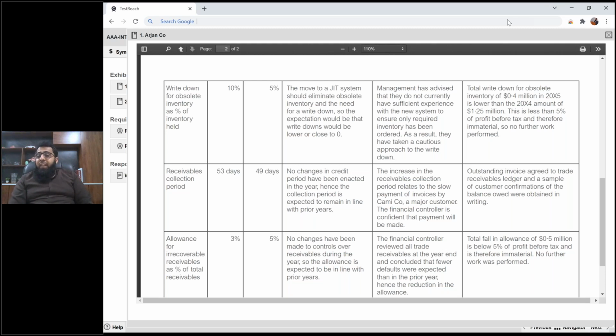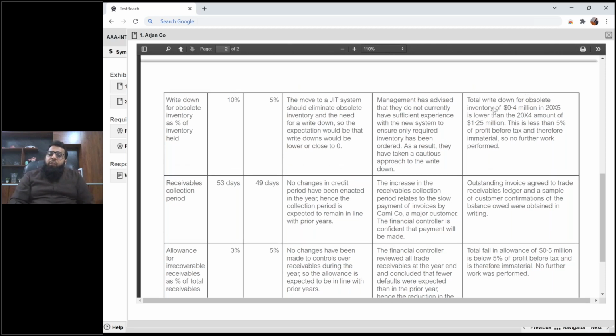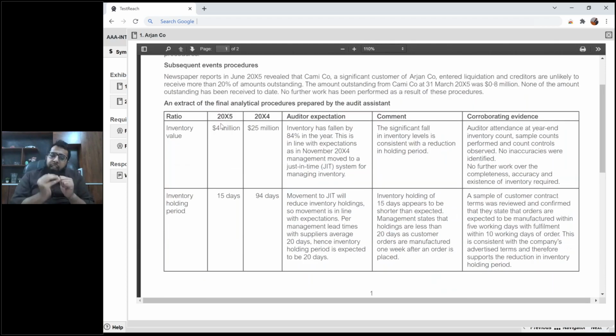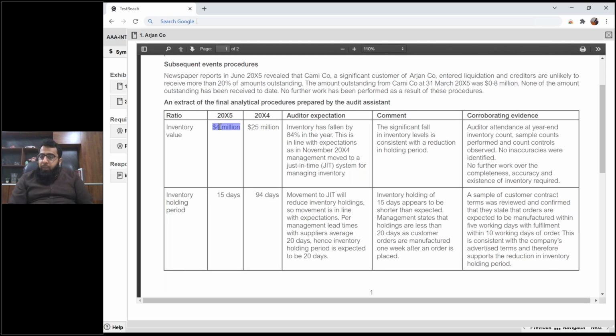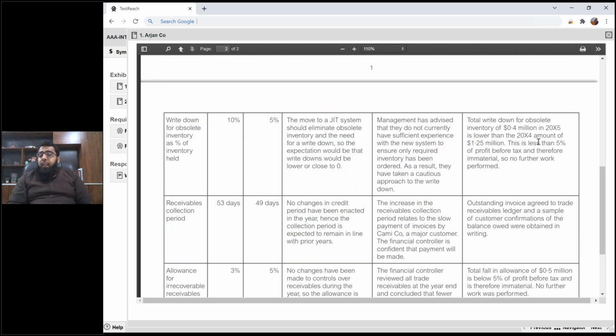Let's see what the auditor has in his corroborating evidences. Total write down for obsolete inventory of 0.4 million in 20X5 is lower than the 20X4 amount of 1.25 million. Since the inventory value has reduced, because the inventory value is 4 million, 10% of 4 million will give you a lesser value. So the auditor is saying that since in amount terms it has reduced. Now, what explanation is the auditor giving? This is less than 5% of profit before tax and it is immaterial. So no further work is performed.